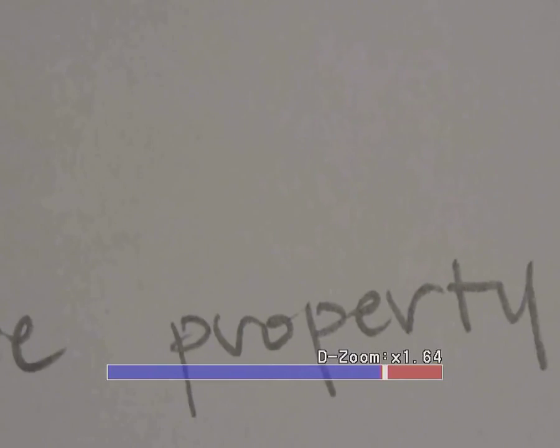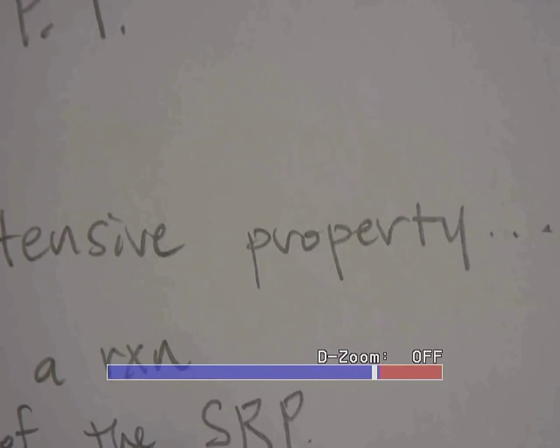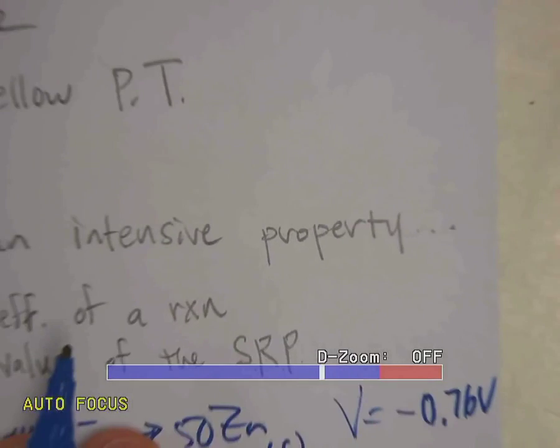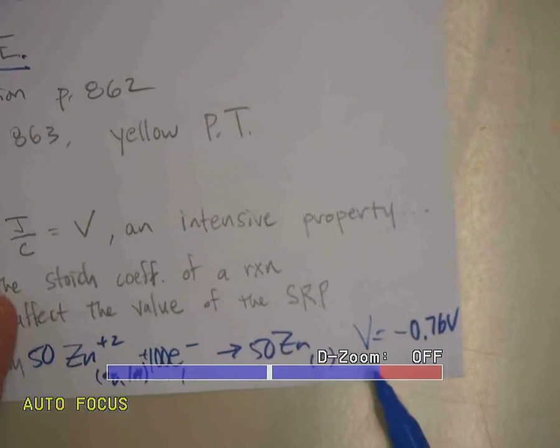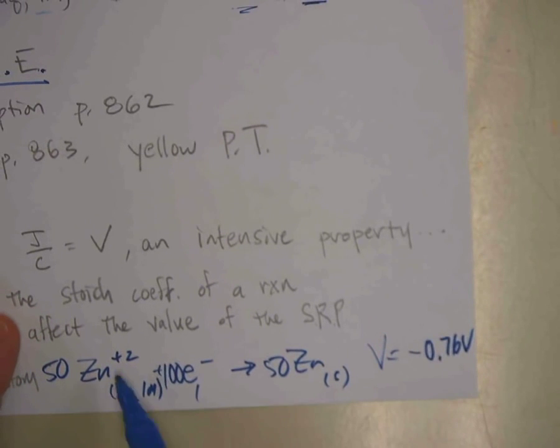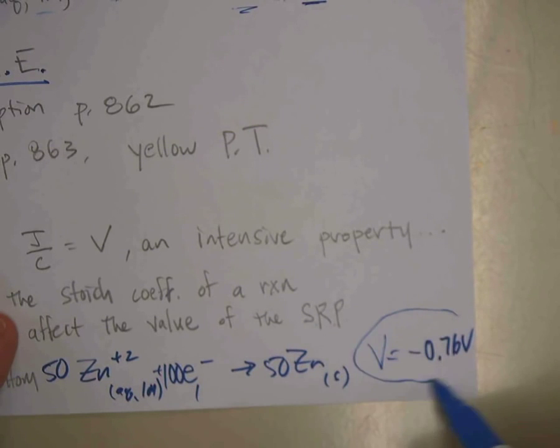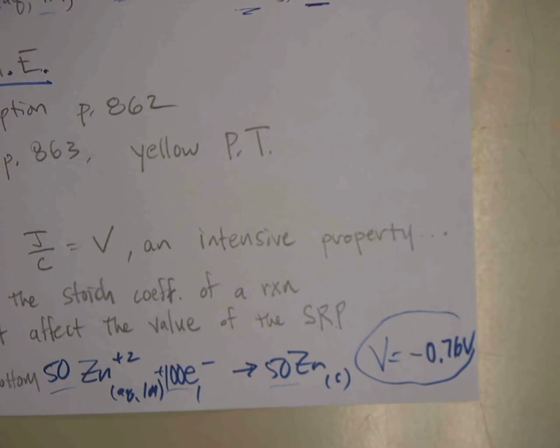So the voltage is negative 0.76 volts. Whoops. Got to zoom way out on this one. Can't see anything that I'm doing. There we go. Negative 0.76 volts. Even though it has 50, 100, and 50, this is still the cell potential because it's independent of how much stuff that you have. Just so you have some.